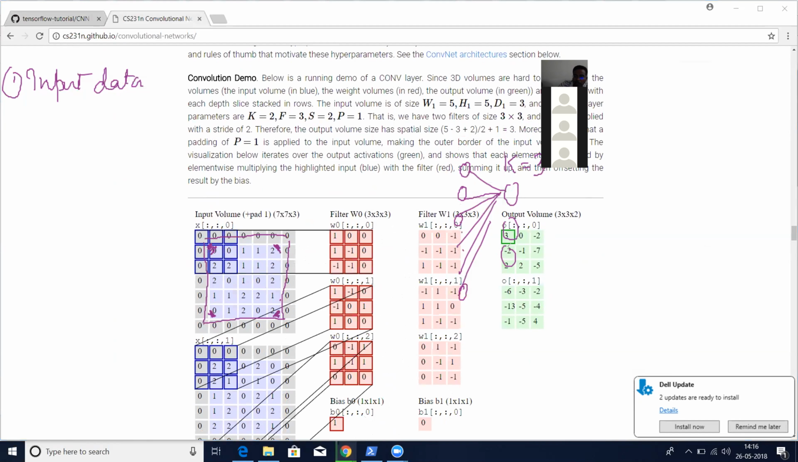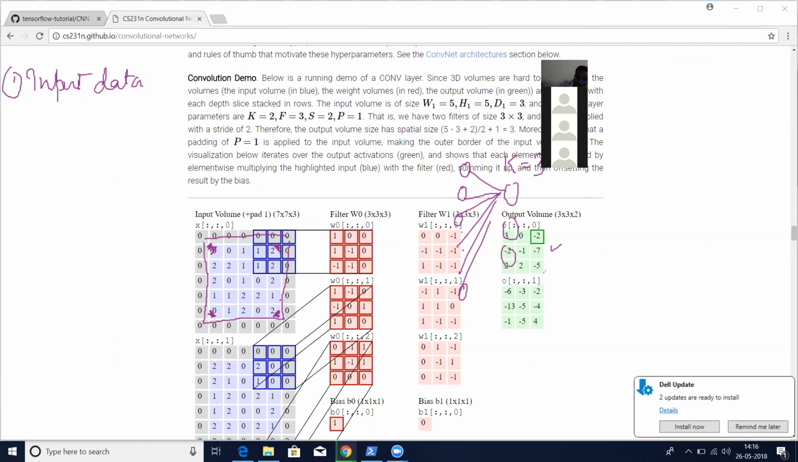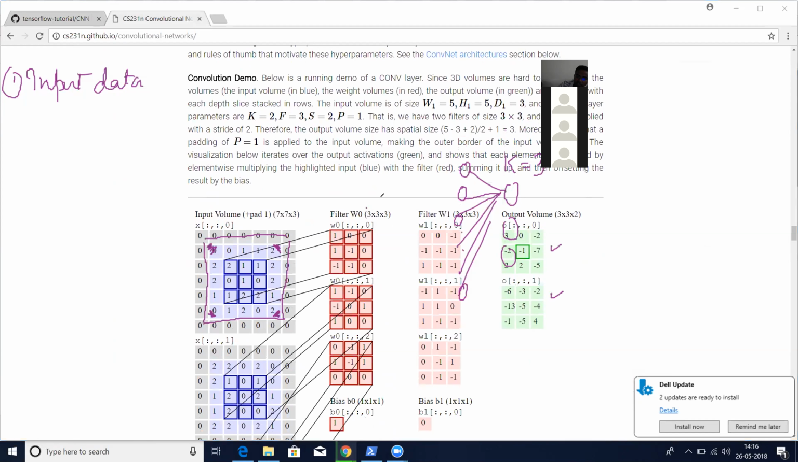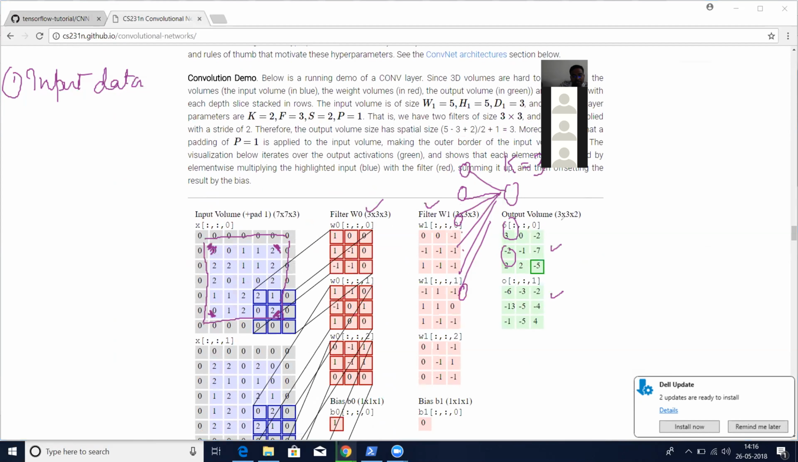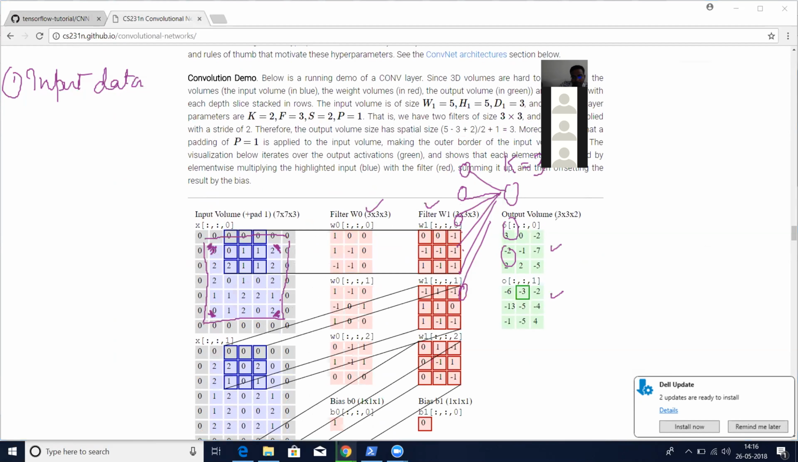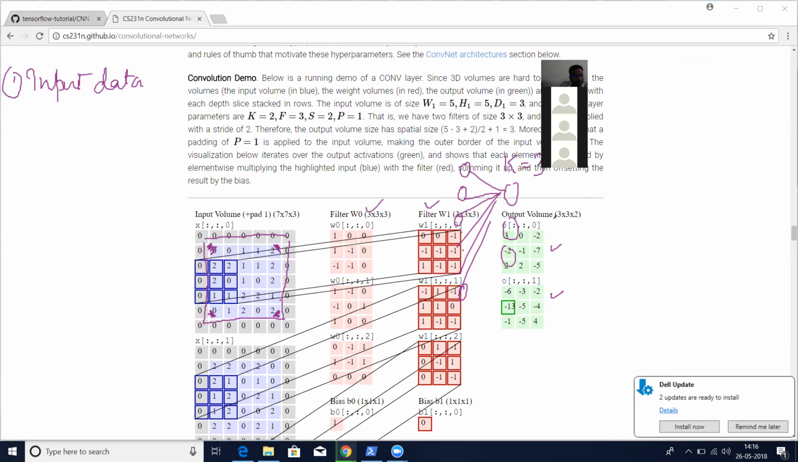And how many of these come depends on the number of filters here, and these become input to the next layer. Mani, is it clear? Jogesh?